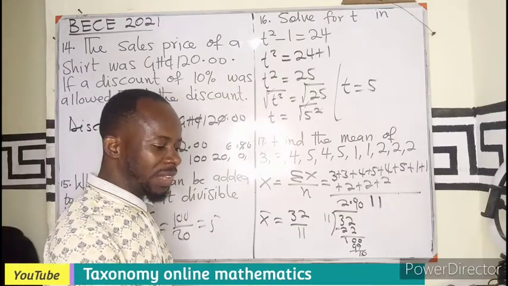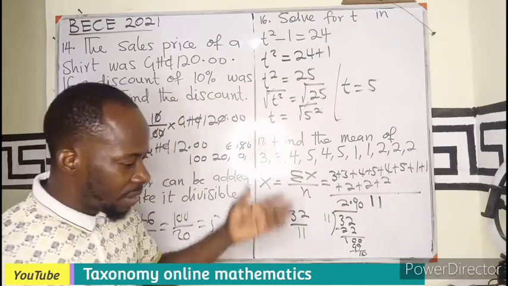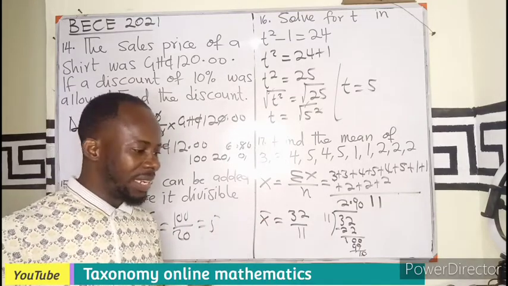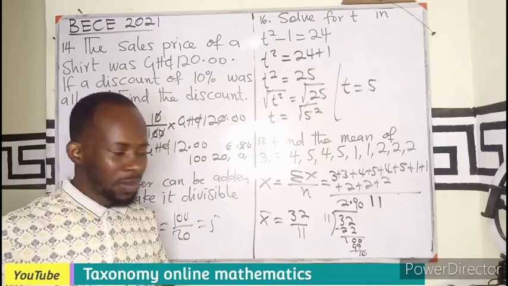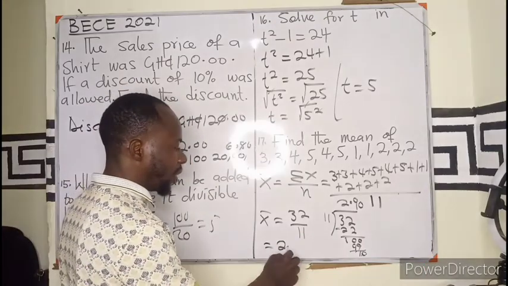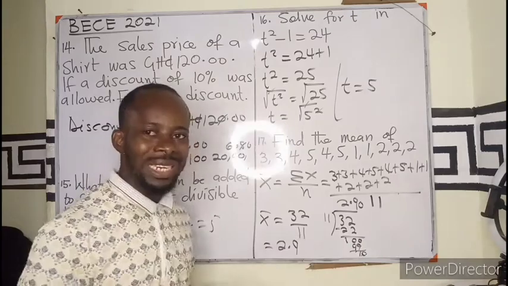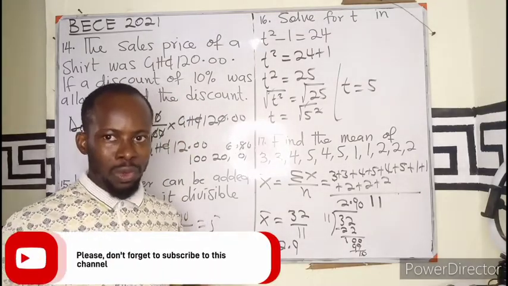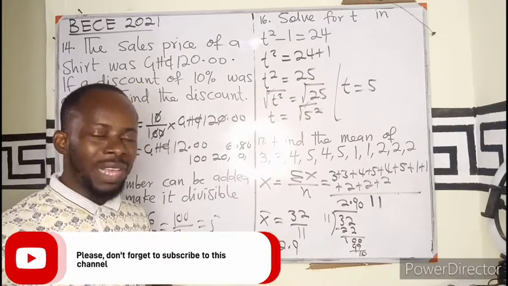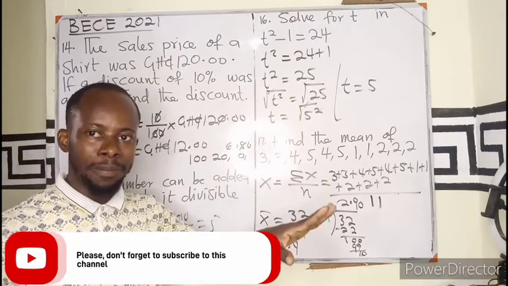Because the possible answers have 2.3, 2.9, and 2.8. So that simply means that our mean is going to be 2.9 as in 1 decimal place. Looking at the question, 1 decimal place. So our answer is going to be 2.9 as the mean. Good.